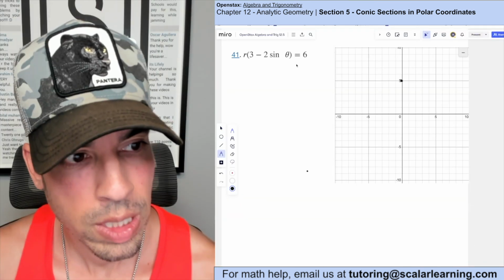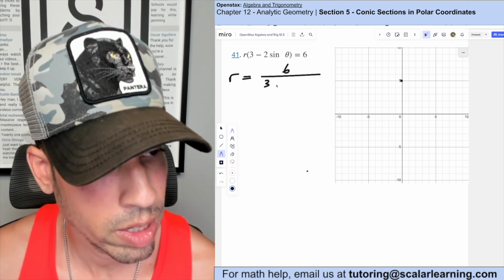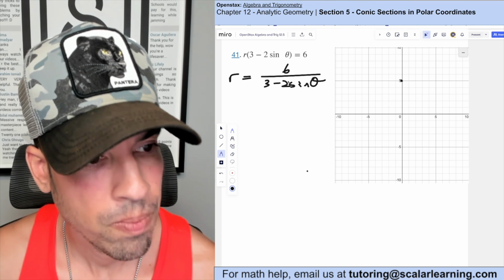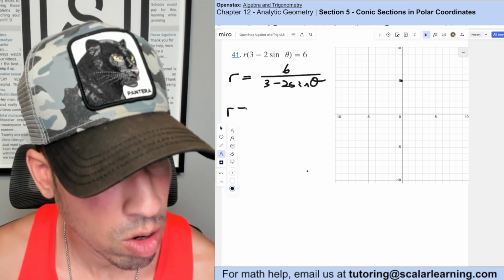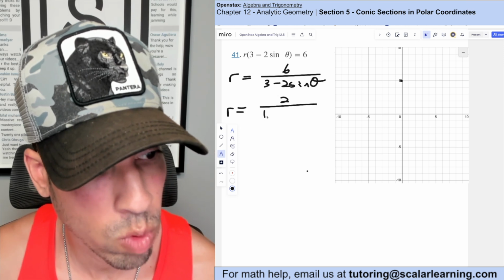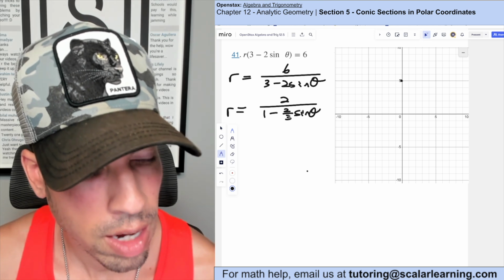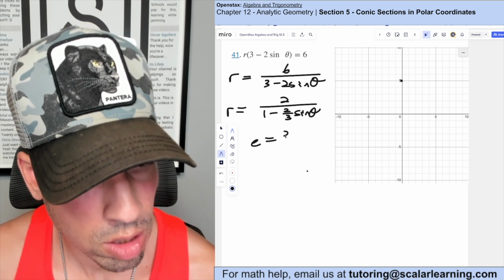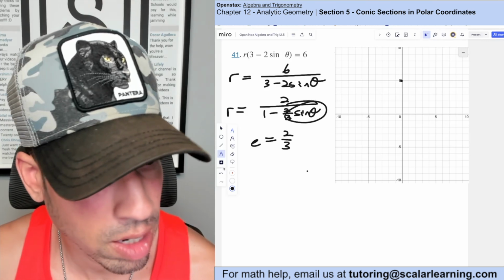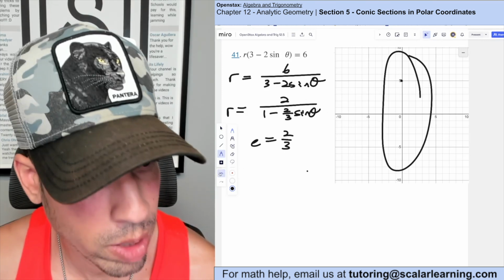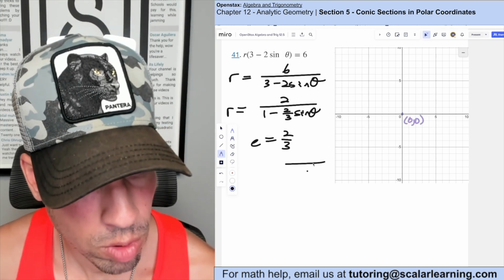Done. So for this one, let's start by dividing by this. So we got r is equal to 6 over 3 minus 2 sine theta. And let's get into standard form, multiply the top and bottom by 1/3 to turn that into a 1. So we got r is equal to 2 over 1 minus 2/3 sine of theta. And I have an e value right here of 2/3. And since it's less than 1, we know that this is going to be an ellipse. And since we've got a sine value here, we know it's going to go longer this way. And knowing we've got one of our foci at the origin, we can now begin with our little t-chart.